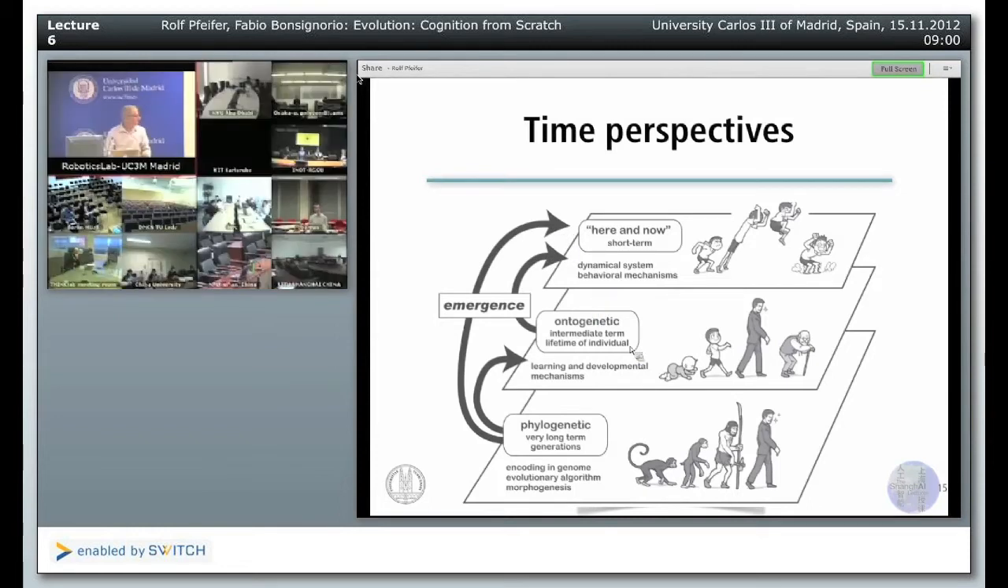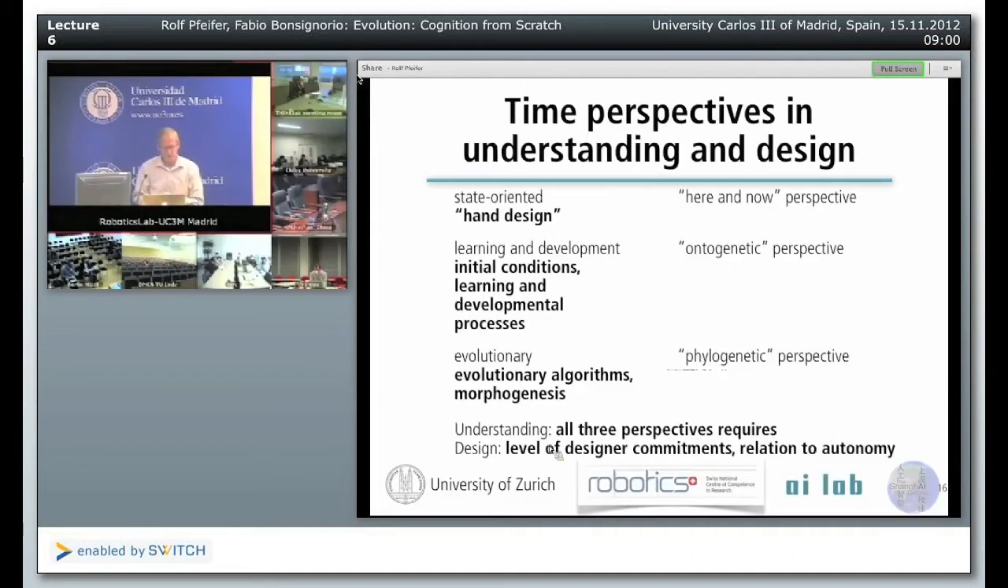Then we have the second one, which is the ontogenetic perspective, which means the time scale of the lifetime of an individual. And then we have the phylogenetic time scale, which is over generations. Now, if we look at this in some detail, we have here the here and now perspective. That's the state-oriented perspective.